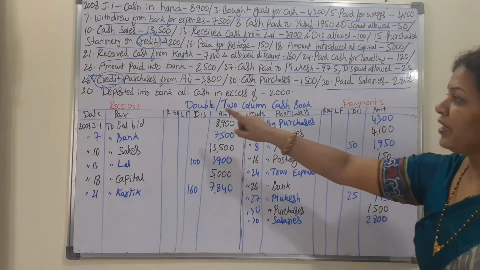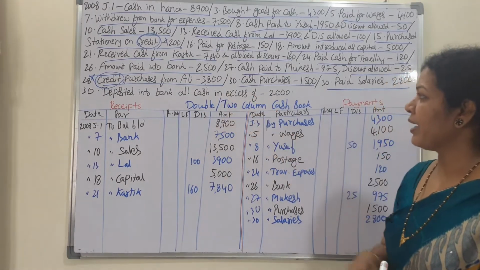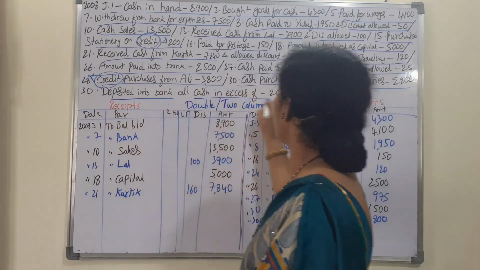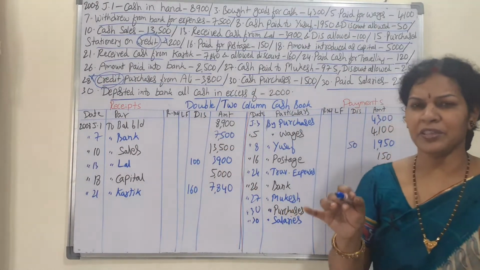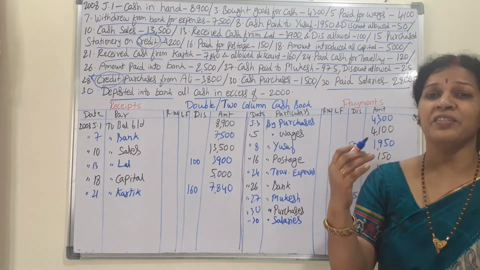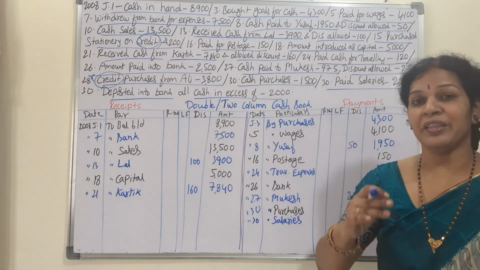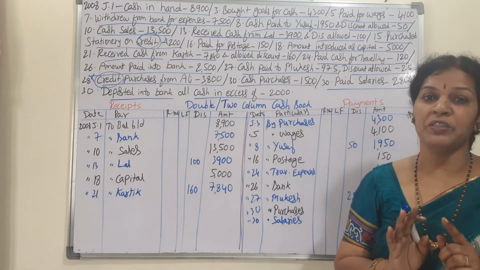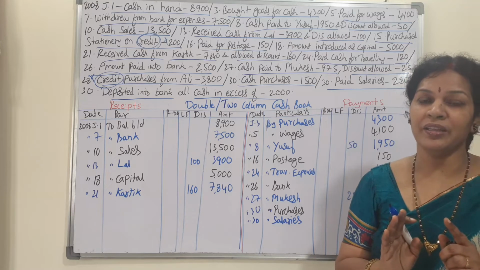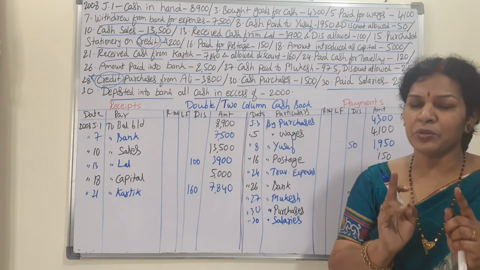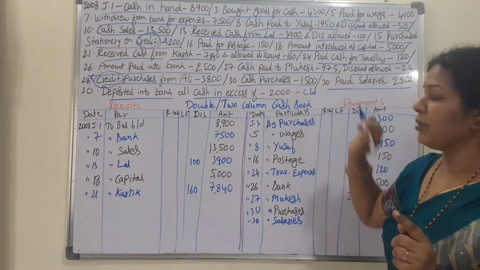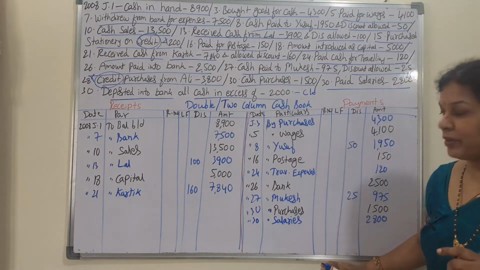Last one, deposited into bank all cash in excess of 2,000. The amount which is more than 2,000 is to be deposited into the bank. Means we want to carry down 2,000 rupees only. Means the carry down amount is given. This is the carry down amount. We'll write that carry down amount first.